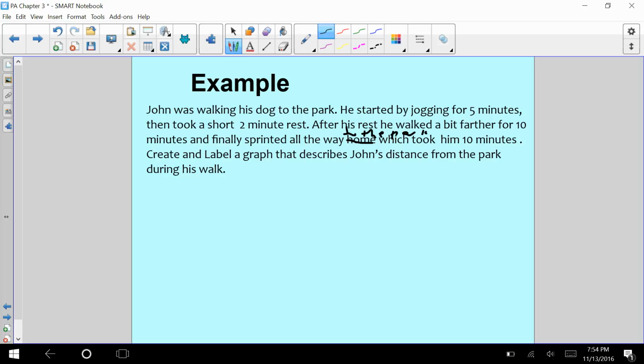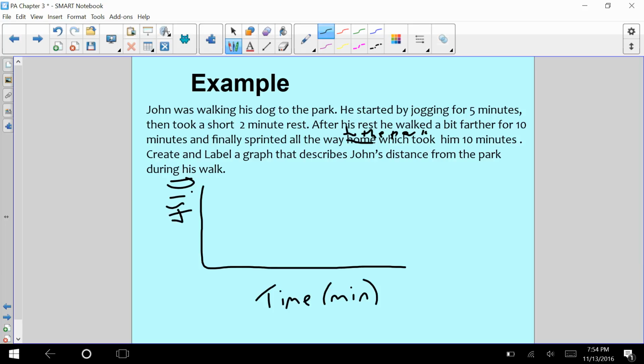So try making this graph. On his graph, we'll have time at the bottom in minutes. And on the side here, we're going to have distance from park. All right, let's sketch our graph. So he jogs for 5 minutes. But notice that he's going to start at home if he's going towards the park, so he's starting far away from the park. So he's jogging for 5 minutes.